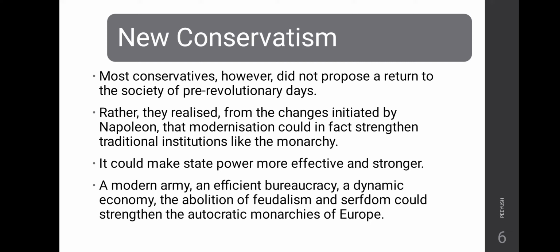Instead of that, under new conservatism, this modernization was included, and the changes had to be incorporated.